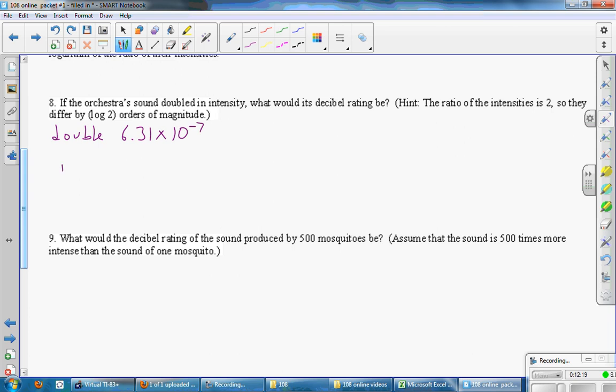So we're going to calculate the number of decibels in the new sound, the louder sound. 10 log of the intensity, always divide by 10 to the minus 16. That's our reference sound. And what's the intensity? It is double the 6.31. 12.62 times 10 to the minus 7.